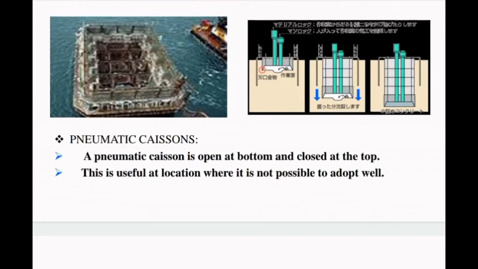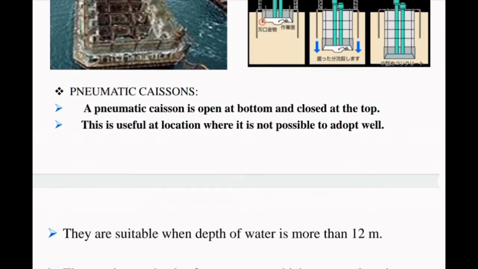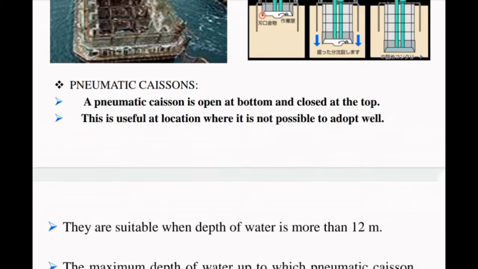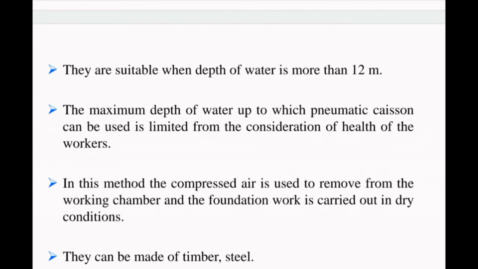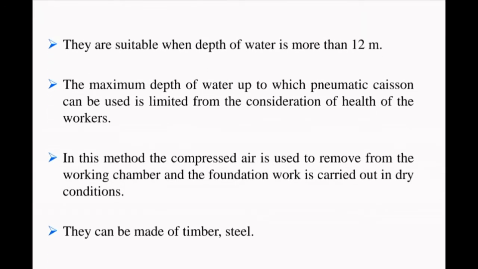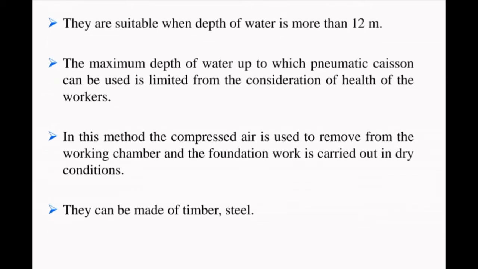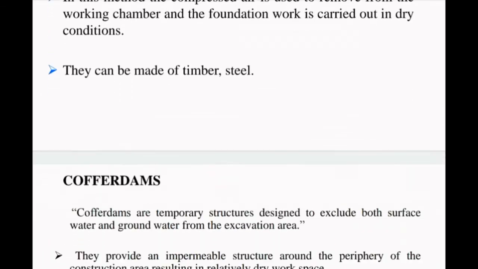And next we are going to see about the pneumatic caissons. It's a caisson which is open at the bottom and closed at the top. It's a contrast to the box caisson. It's useful at locations where it's not possible to adopt well caissons, and they are suitable when the depth of the water is more than 12 meters. The maximum depth of water up to which the pneumatic caisson can be used is limited by consideration of the health of the workers. In this method, compressed air is used to remove water from the working chamber, and the foundation work is carried out in dry condition, and they can be made of timber, steel, etc.